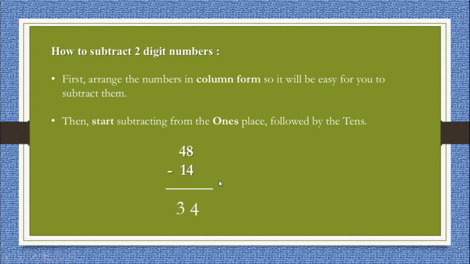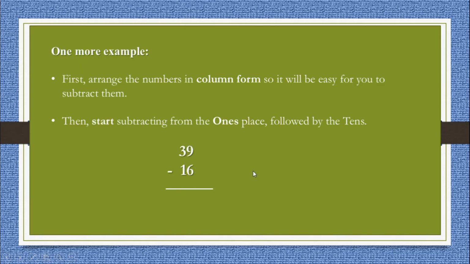Let's see one more example. Here we have to subtract 16 from this 39. So again, already we have arranged the number in column. So now we will start the subtraction from ones place. 9 minus 6 is equal to 3 and 3 minus 1 is equal to 2. So the difference between these two numbers is 23.